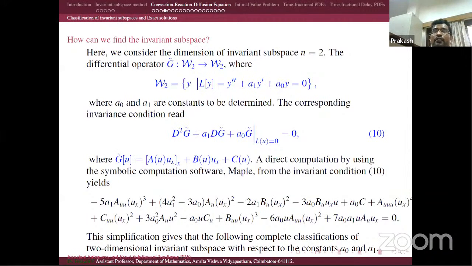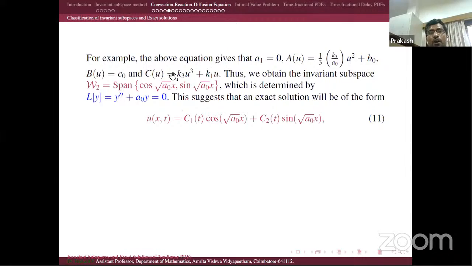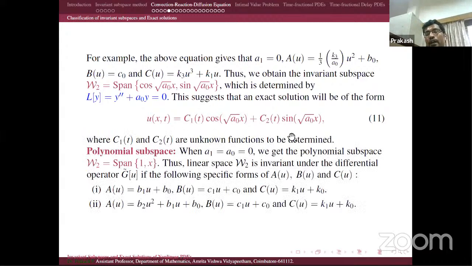Solving the overdetermined equations, we can get the complete classification of two-dimensional invariant subspaces. For example, the above equation gives a1 equal to 0, and A of u in this form, B of u equal to constant, and C of u is a cubic function. Thus, we obtain the invariant subspace, the two-dimensional trigonometric subspace, from this ordinary differential equation. Therefore, we can write the exact solution u of x comma t in this form, where c1 of t and c2 of t are unknown functions to be determined.